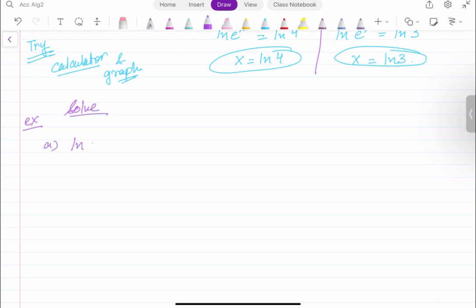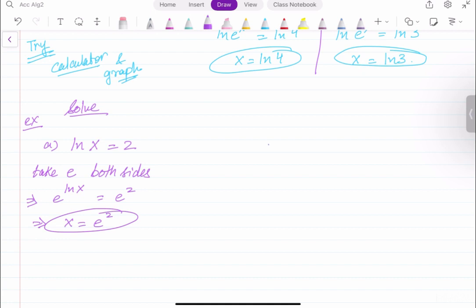Now let's solve a few more problems. So ln of x is equal to 2. So to get rid of ln, I will take e. So whenever you take e, ln will work as the exponent. So it will jump up and it will become the exponent. So e to the power of ln of x is equal to e to the power of 2. So now e and ln will cancel out and we can bring x down. So x is equal to e squared.